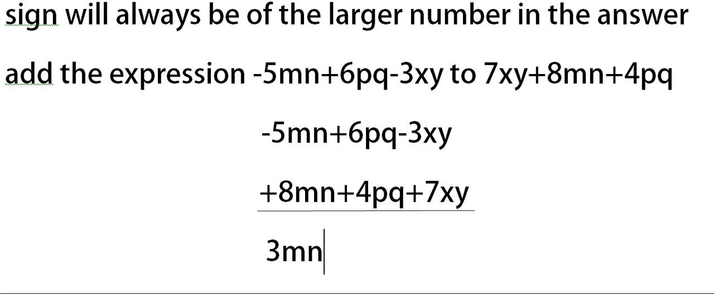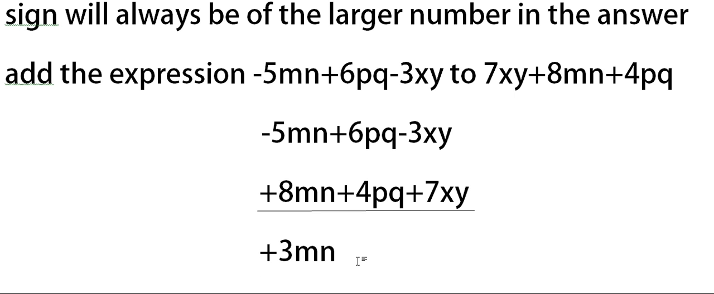3mn. Now the sign comes, the sign portion. I told you have to write the proper sign in front of the number, and the sign will always be of the larger number. So out of this +8 and -5, which is the bigger number? The bigger number is 8. So you will put the sign of 8, that is plus.